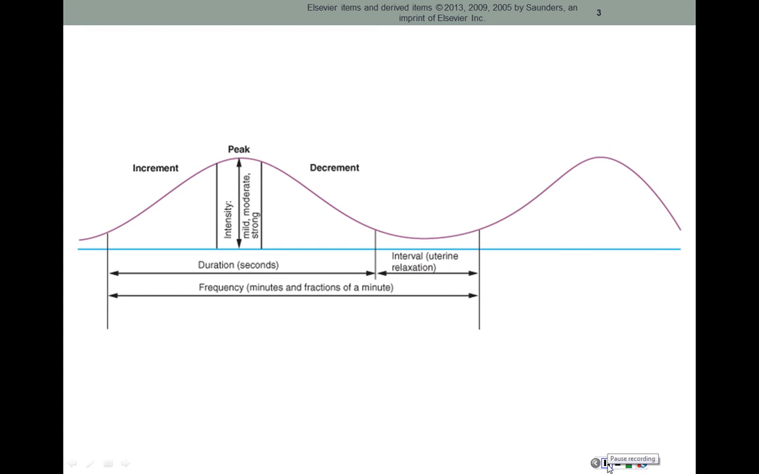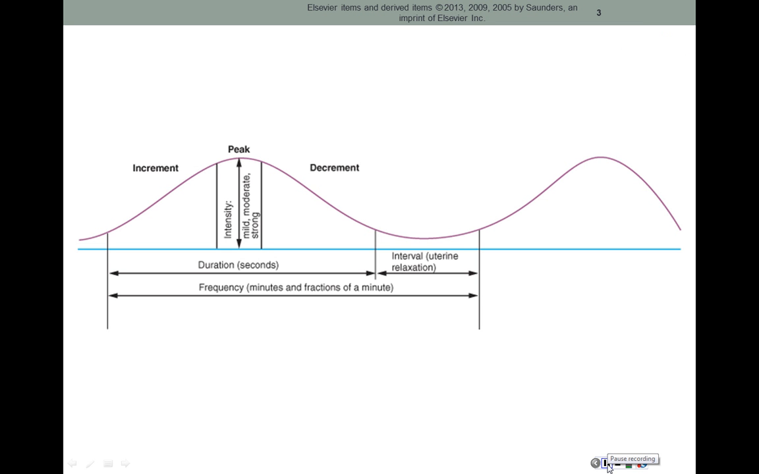So the next part we have is duration, frequency, and interval. Duration is just how long each contraction lasts from beginning to end. Intensity is, of course, how strong the contraction is. Frequency is just how often it is occurring. And interval is the period between the end of one contraction and the beginning of another contraction.